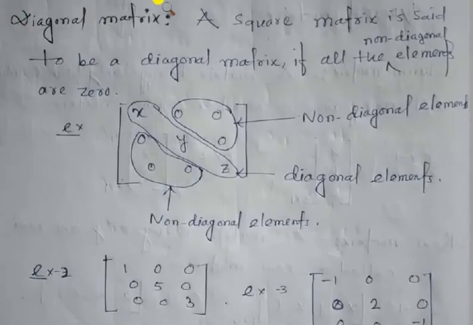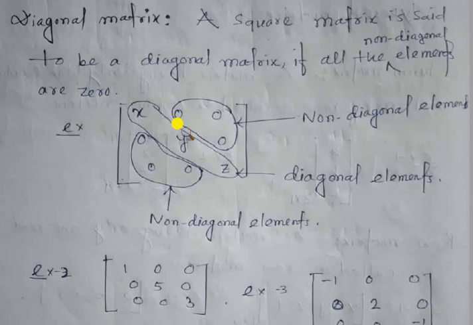A diagonal matrix. This is another special kind of matrix, called a diagonal matrix. Before going to the definition of a diagonal matrix, we'll first discuss what the diagonal elements and non-diagonal elements of a matrix are. Suppose we consider this matrix, then these elements, x, y, z, from this corner to this corner, are called the diagonal elements, or simply the diagonal or principal diagonal of this matrix. And the other elements are called the non-diagonal elements.